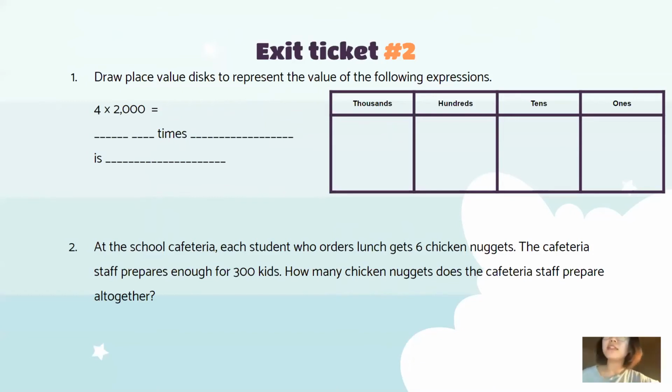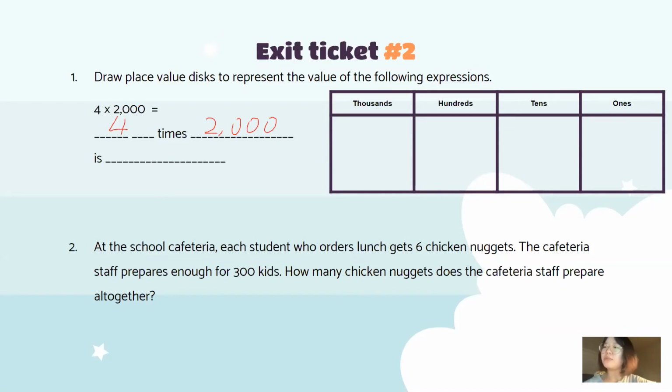Okay, so let's look at our first one. Draw a place value disk to represent the value of the following expressions. So we have 4 times 2000. So we can write down 4 times 2000, which means we have 4 groups of 2000.